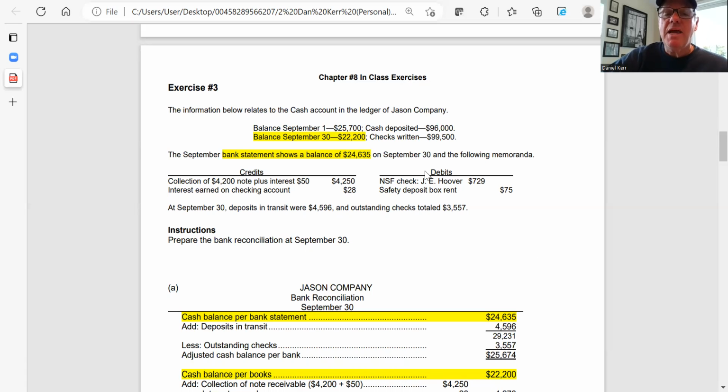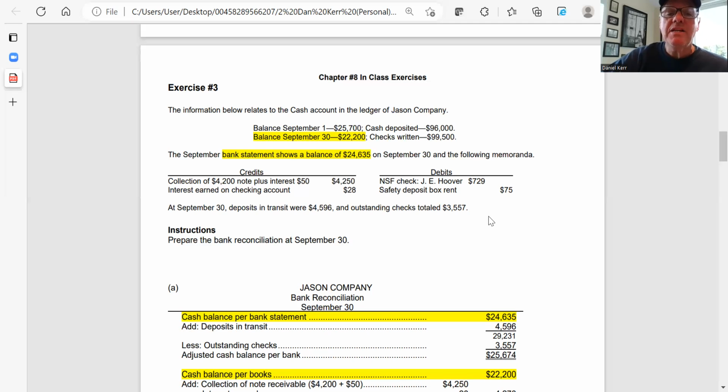Then the bank giveth, the bank taketh away. The bank also took out of my account a bounced check. Okay, so you're off the hook, Jonathan. This was from J.E. Hoover, bounced the check. So they took that money out of my account. And there was also rent due on the safe deposit box of $75. So they took that out of my account.